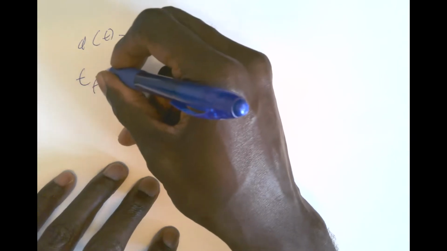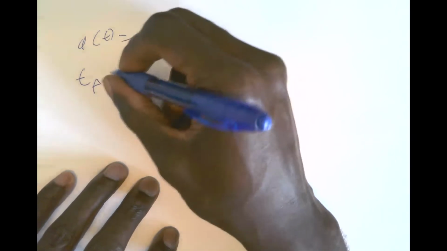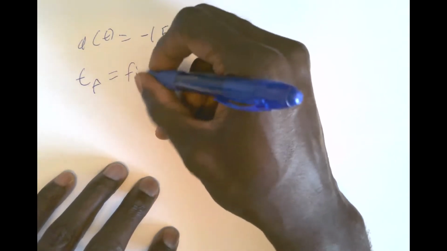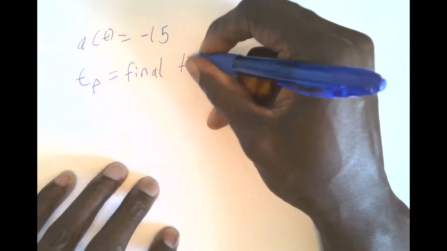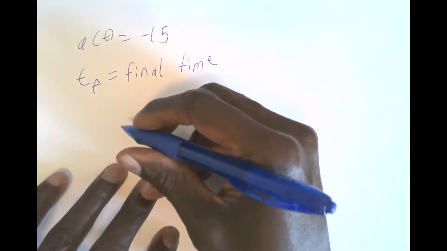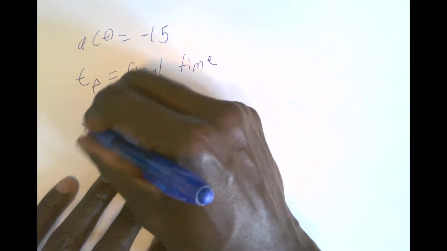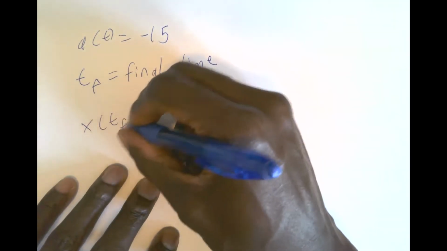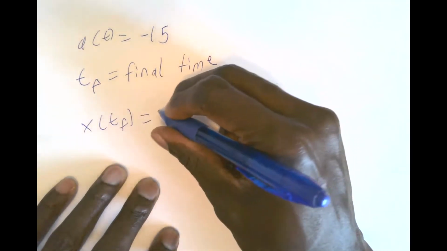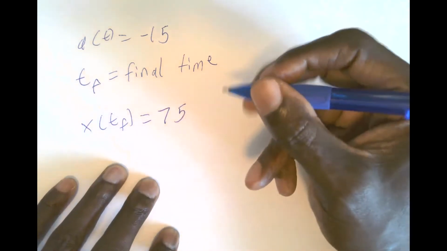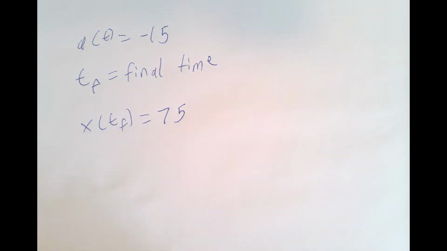I'm going to let T sub F be the final time, or the time that the car stopped. And therefore, X of T sub F is going to be 75.